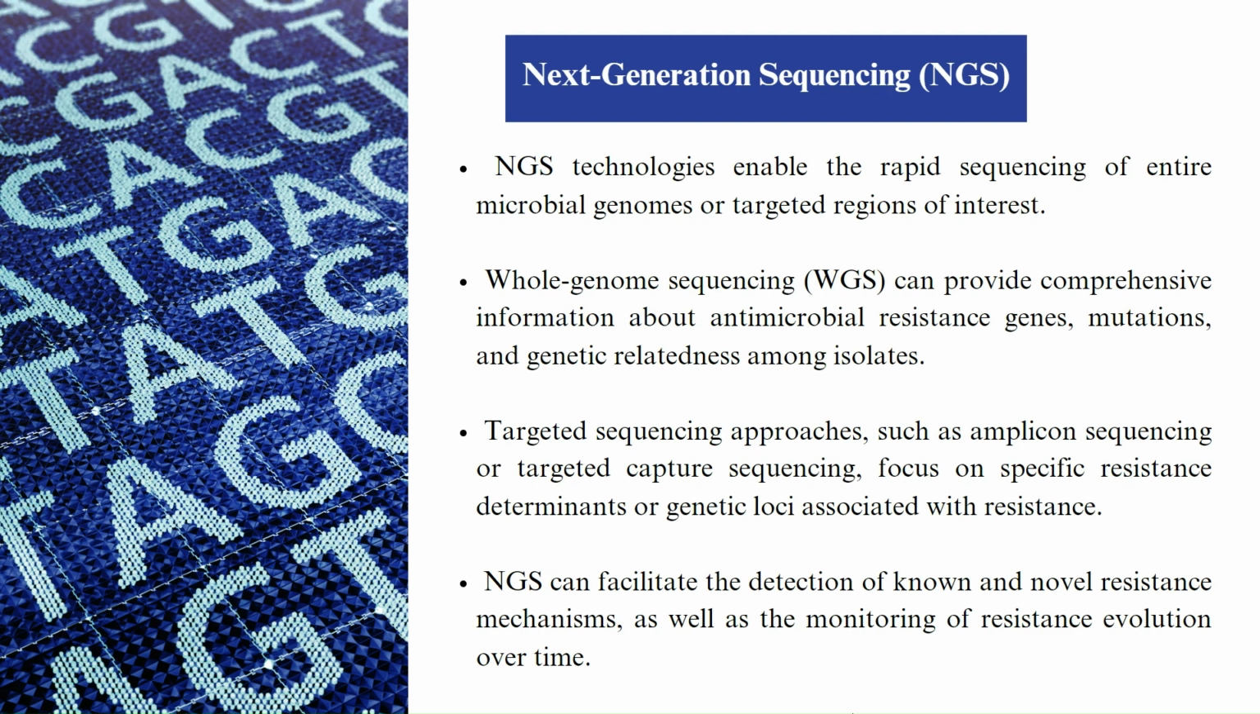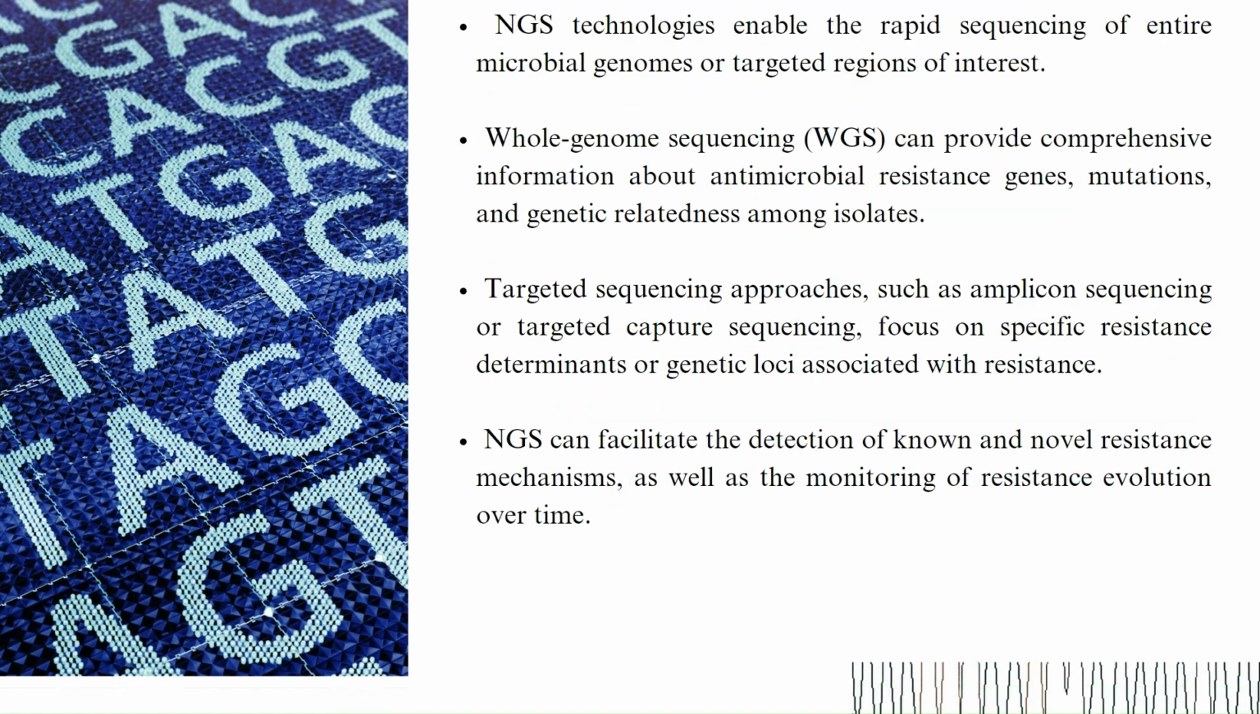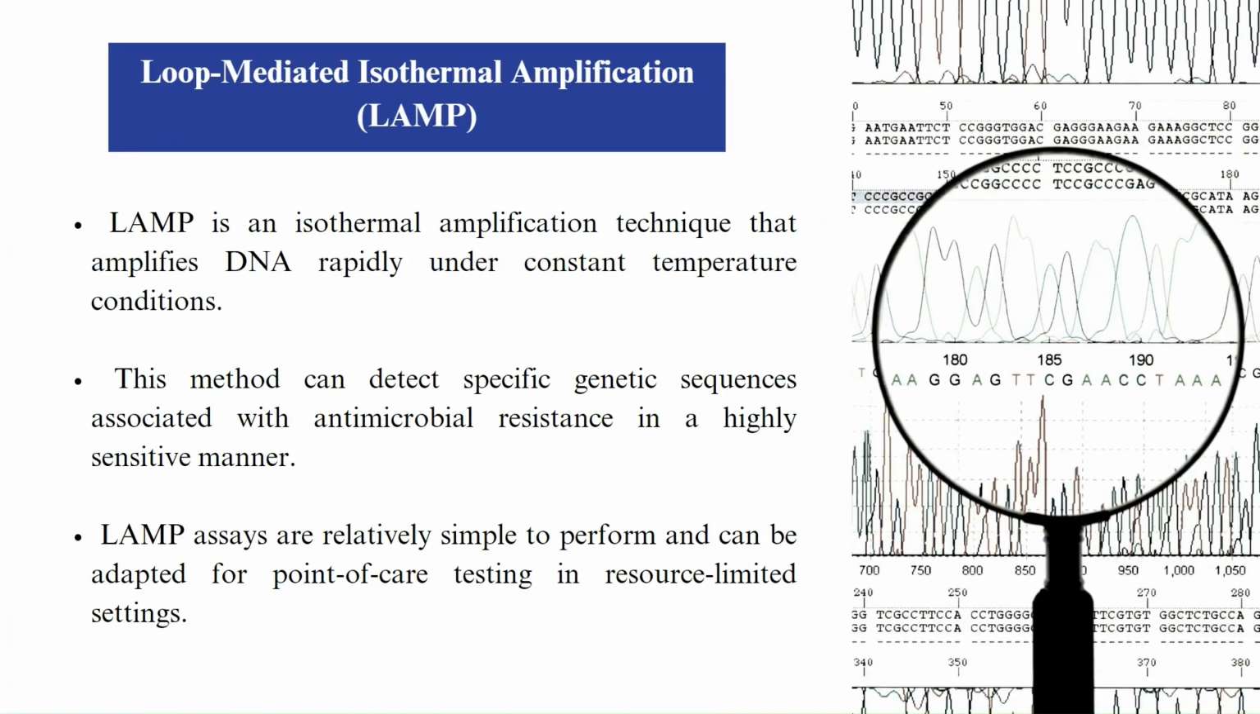Targeted sequencing approaches, such as amplicon sequencing or targeted capture sequencing, focus on specific resistance determinants or genetic loci associated with resistance. NGS can facilitate the detection of known and novel resistance mechanisms, as well as the monitoring of resistance evolution over time. Loop-mediated isothermal amplification.